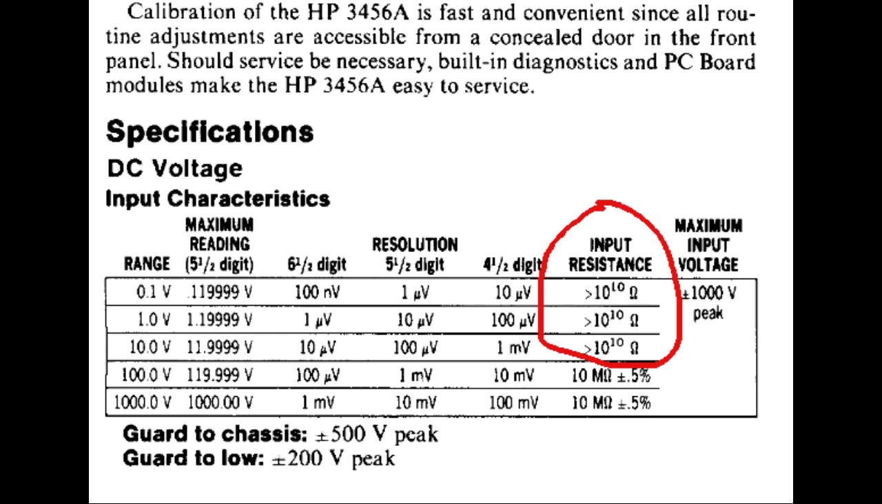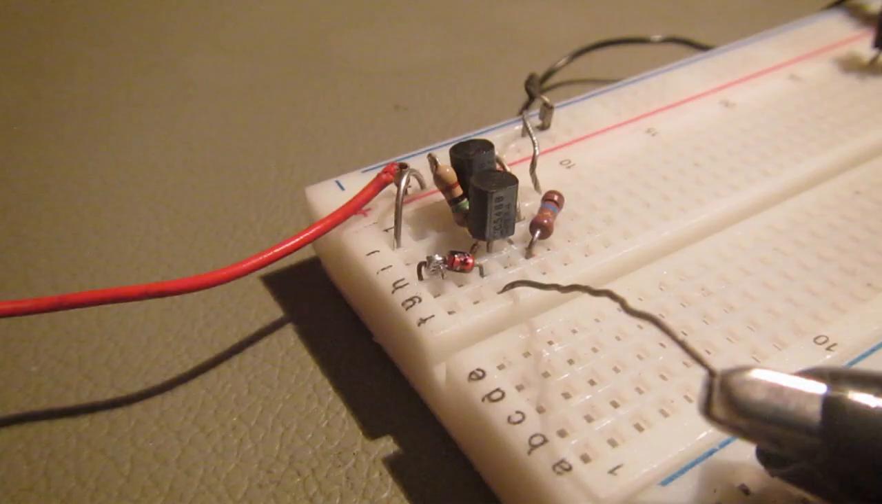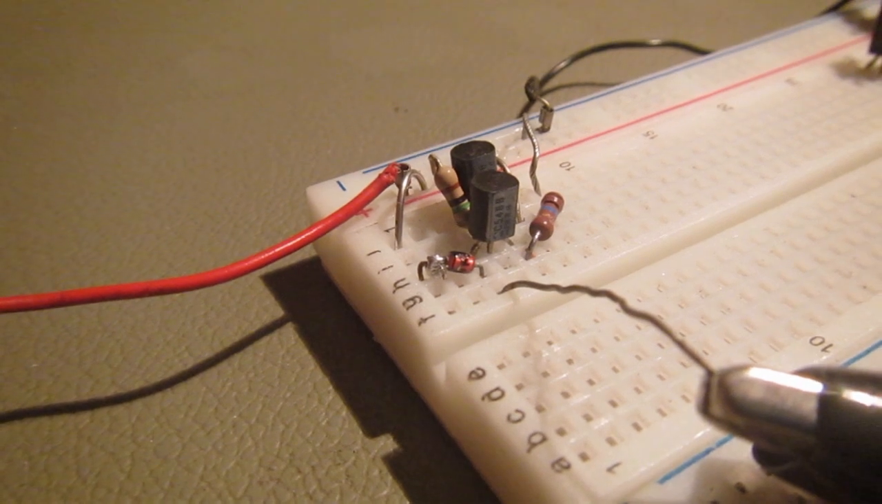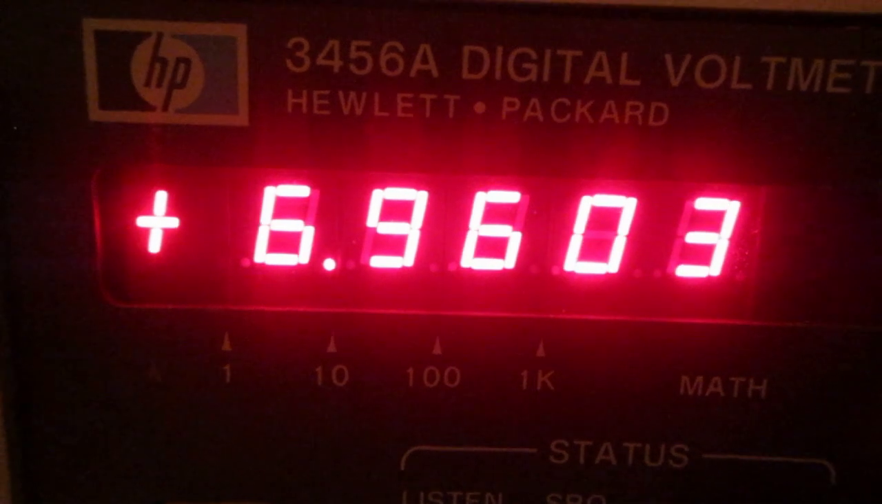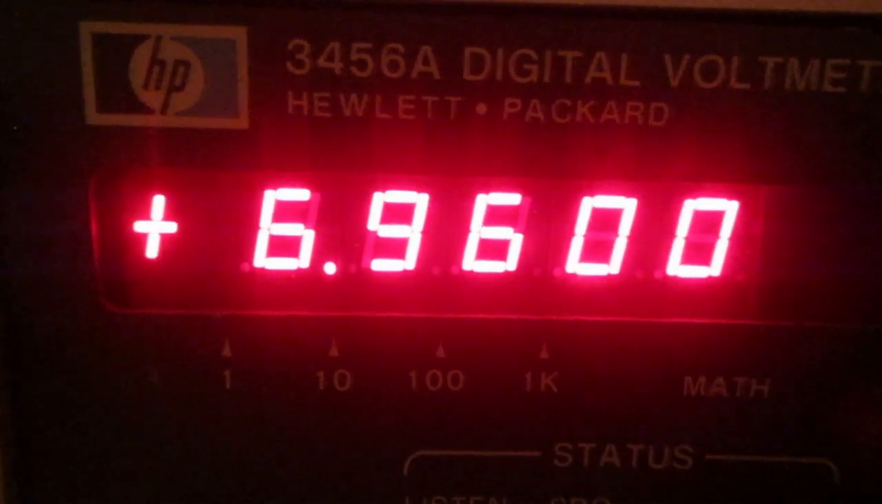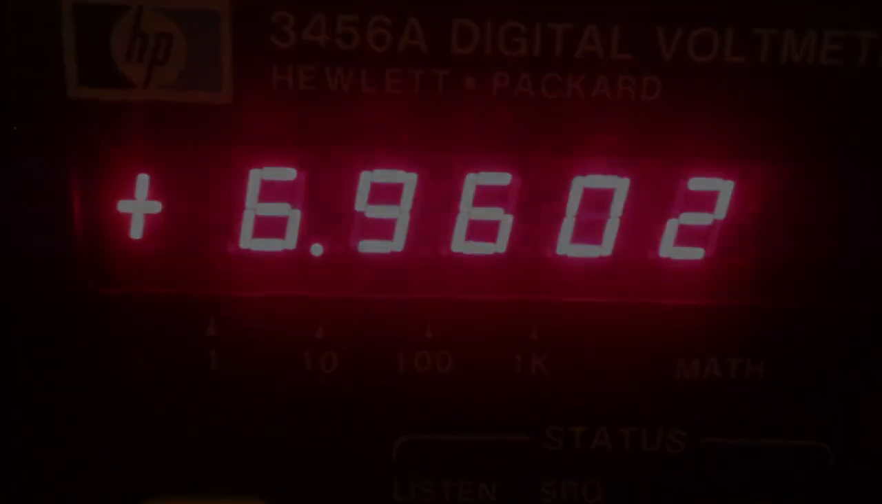This multimeter has an input resistance of more than 10 to the power of 10 ohms. That's more than 10 gigohms resistance, which is more than enough for this job. Let's test now the zener diode that didn't cure the spot. It takes only a bit less than 7 volts to leak the 100 nanoampere current.